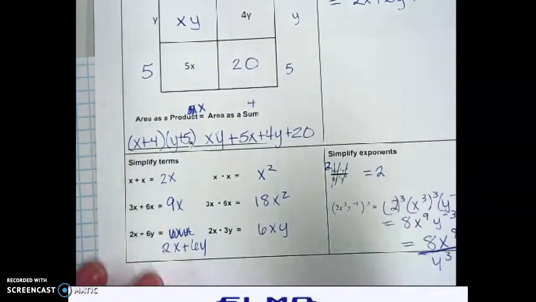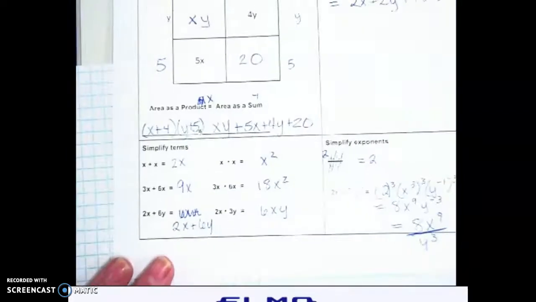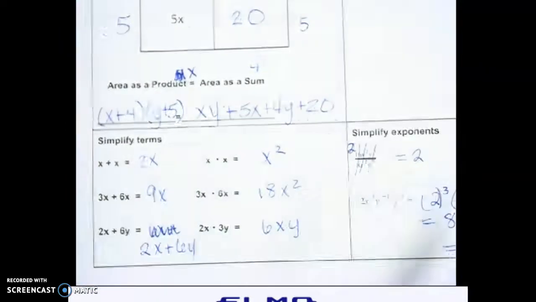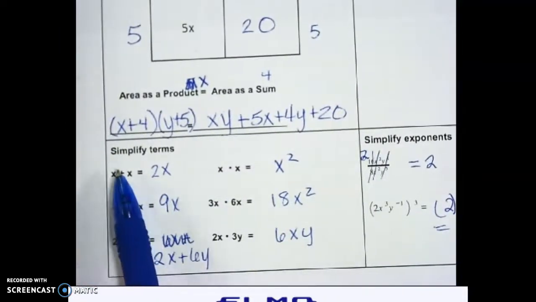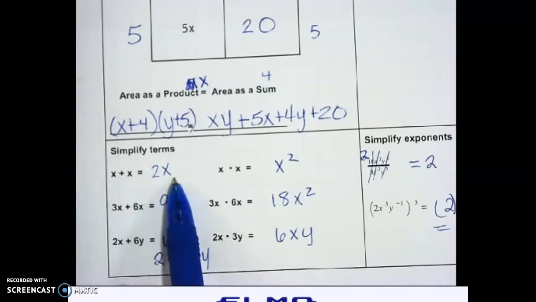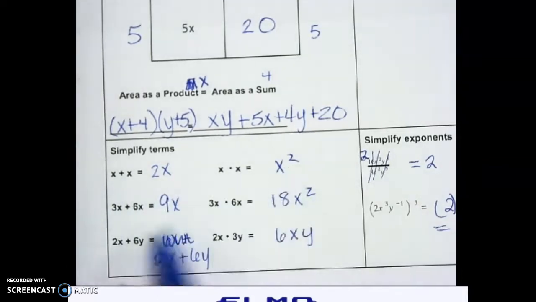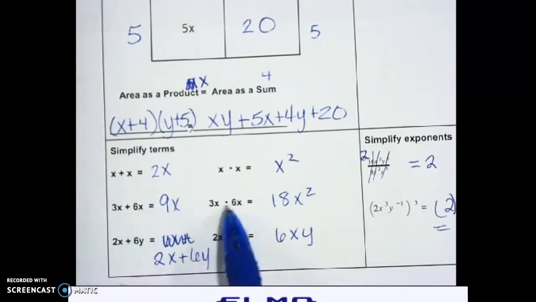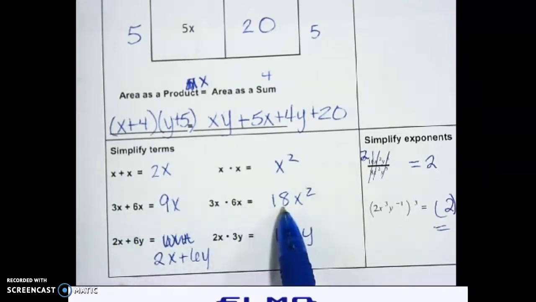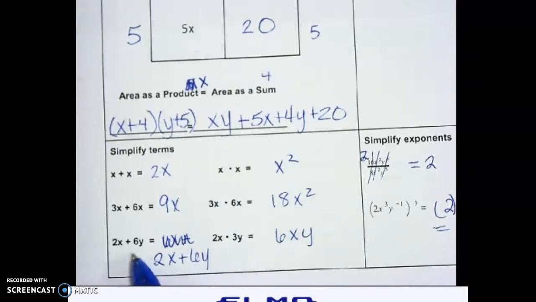Down in the 2 bottom boxes, the directions say to simplify the terms. If you're adding x's, you say 1x plus 1x, that's 2x. If you multiply x's, you add the exponents, so x times x is x squared. 3x plus 6x is 9x. 3x times 6x is 18x squared. For this one right here, there's no like terms, so you can't simplify. It's just 2x plus 6y. And then when you multiply 2x times 3y, you get 6xy.